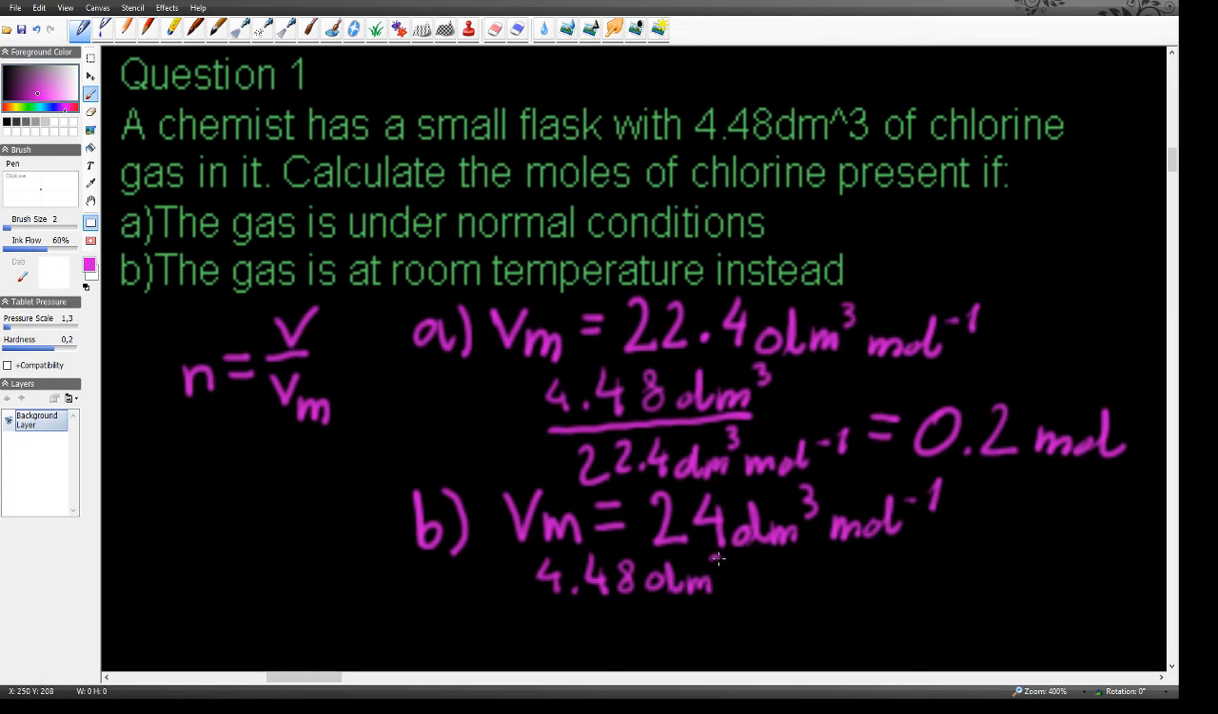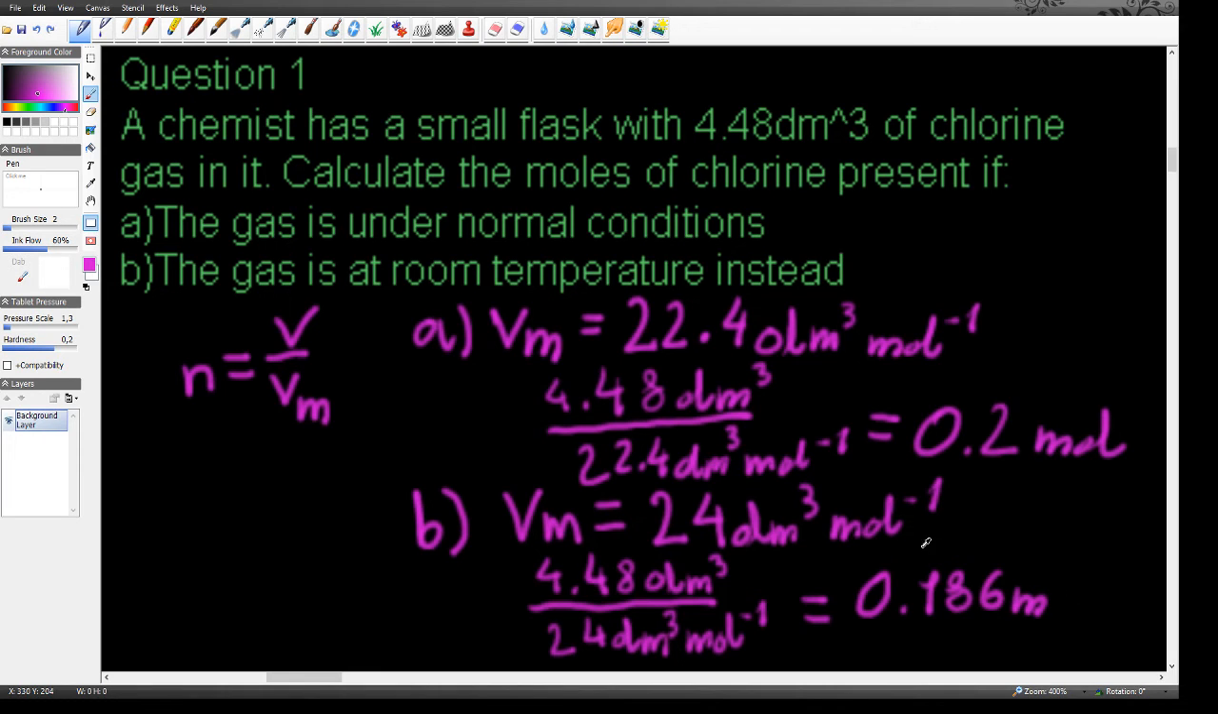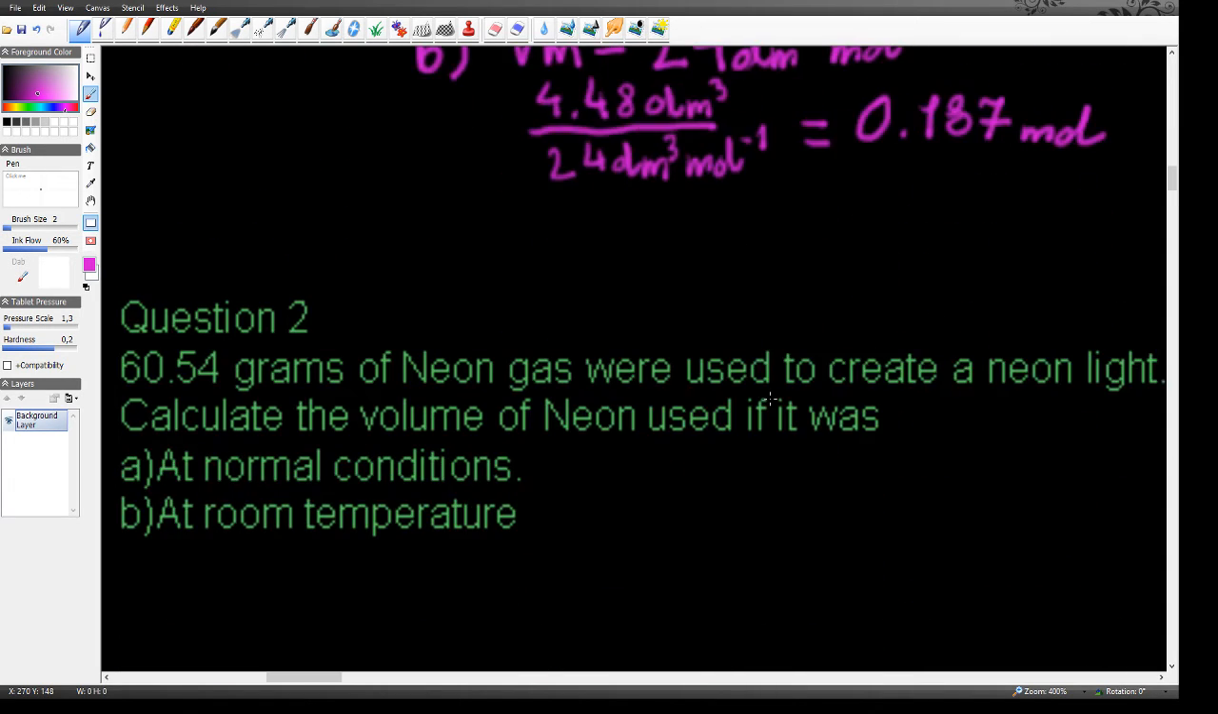So we'd have still the same volume, but because our molar volume is slightly changed, we'd have 4.48 decimeters cubed divided by 24 decimeters cubed per mole, which would actually result in 0.186 mole. Actually, because it's 6 recurring, if I round to 3 decimal places, that gets you 0.187 mole, and that's our two answers. So a very simple calculation. Let's try and maybe do something slightly more difficult.